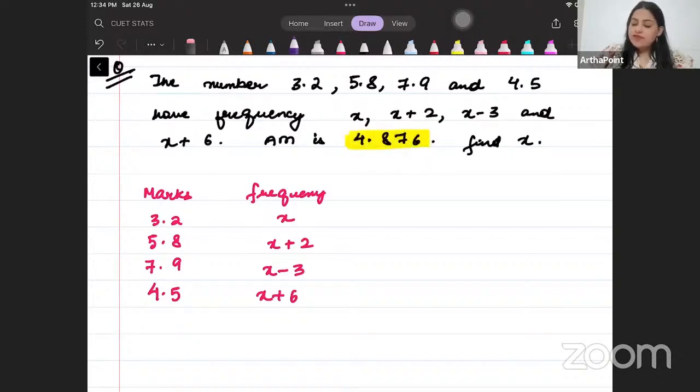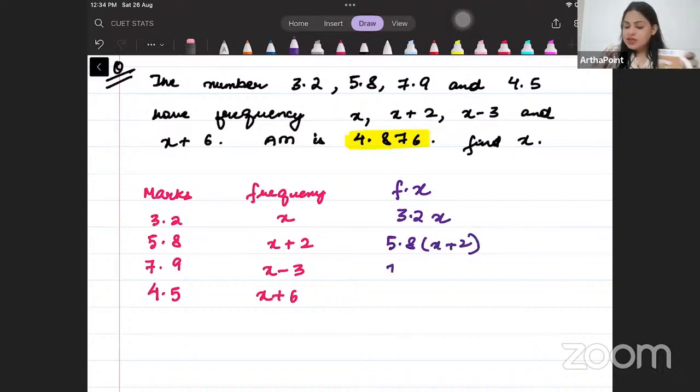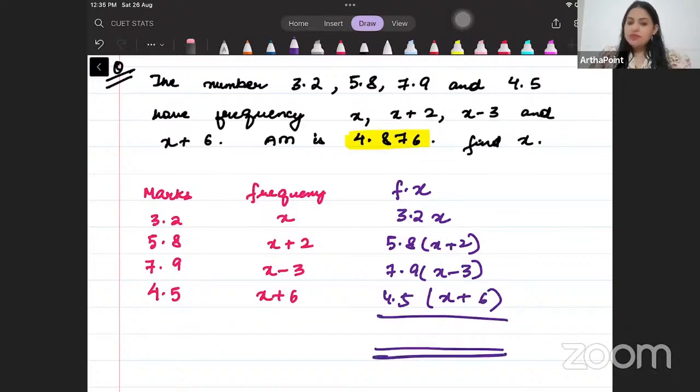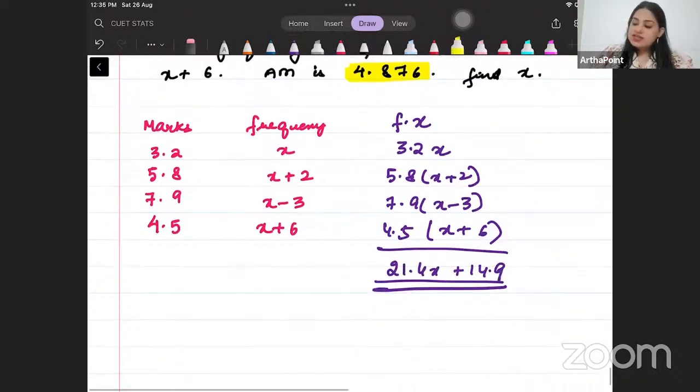So what will be your f into x? 3.2 into x, 5.8 into x plus 2. Keep finding this. 7.9 into x minus 3. 4.5 into x plus 6. So when you add this together, add it, you will get 21.4x plus 14.9. So understand that summation fx is this.